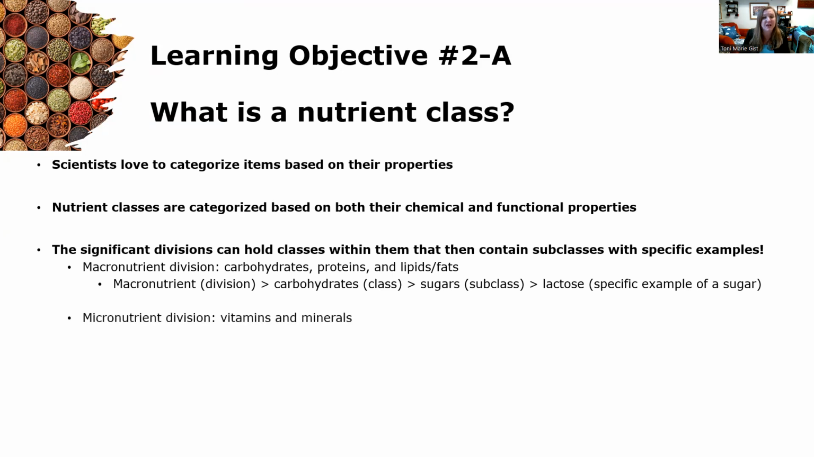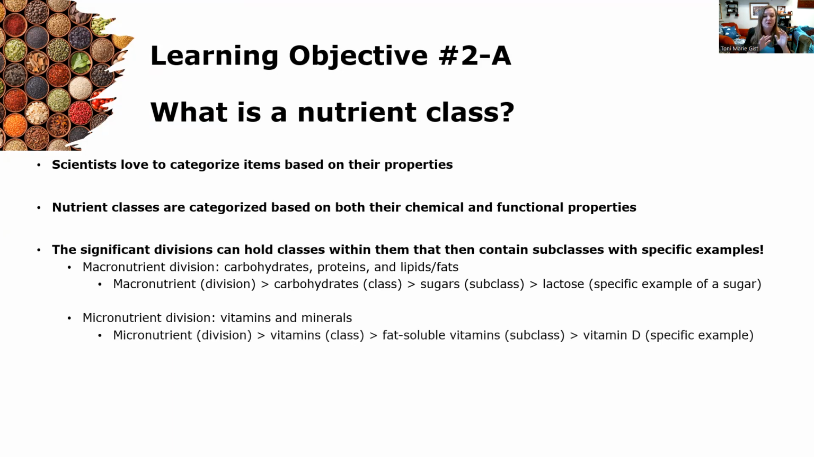As we go a little further, we have micronutrient divisions. So our micronutrient division contains our vitamin and our mineral classes. So when we look at our micronutrient division and we look at our vitamin class, we actually have a subclass called fat-soluble vitamins. And the fat-soluble vitamins, you guessed it, they're vitamins that are soluble in lipids or in fats. And within that subclass, we have vitamin D, which is going to be a specific example of a vitamin that would then go under the micronutrient division.